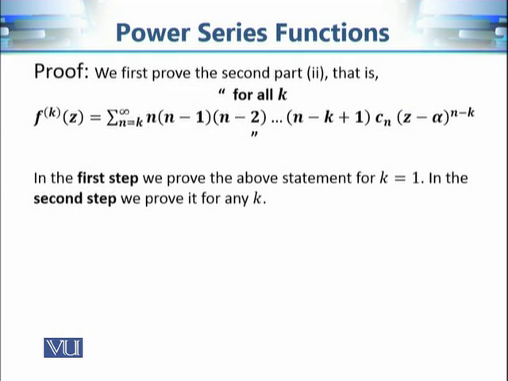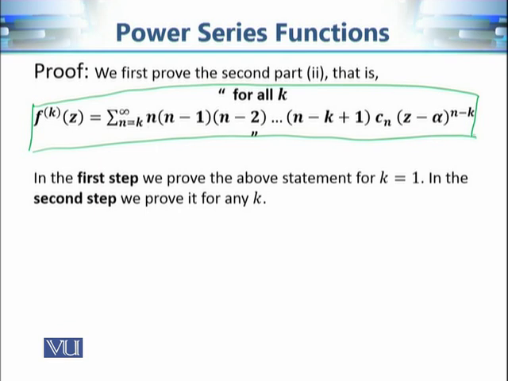Now we begin our proof with the second part. In other words, we want to prove the formula for the derivative of this complex valued function. Of course, in this case z belongs to the domain, so it belongs to this disk with radius rho and center alpha. There are two steps to prove this second part of the theorem. In the first step, we prove the statement for k equal to 1, and the second step can be proved using induction.